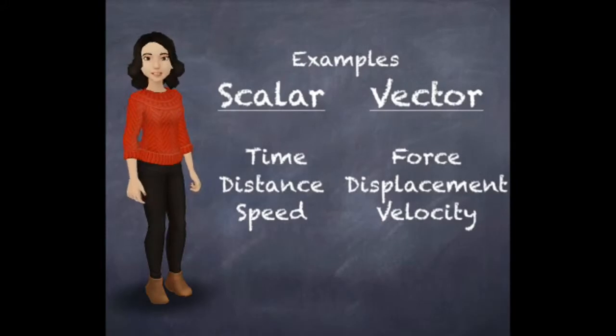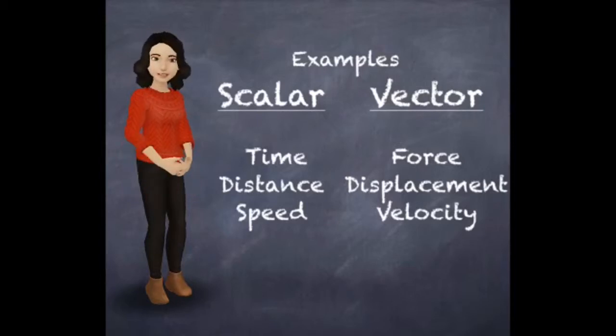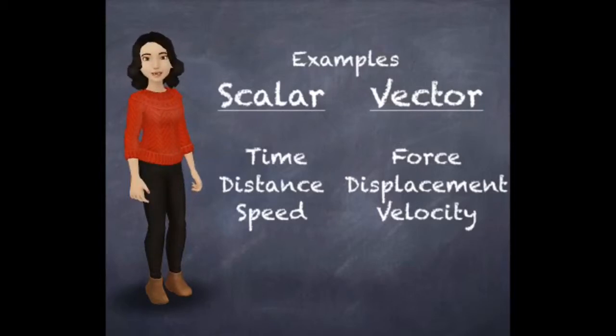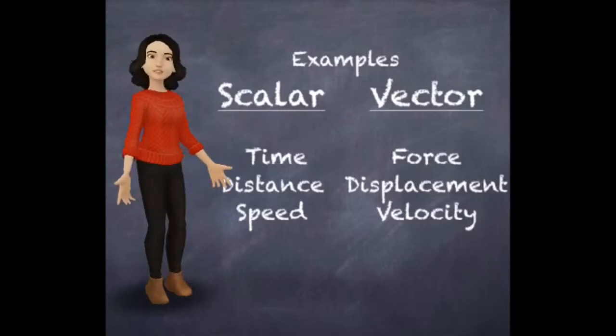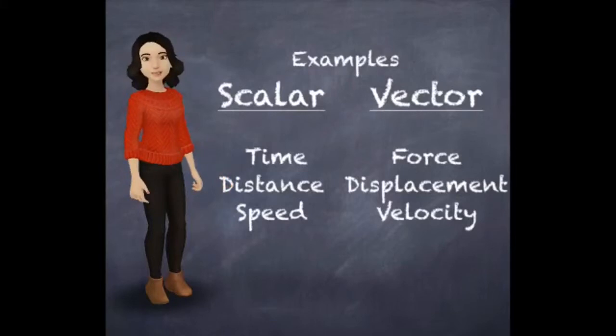Time, for example, does not have a direction. There is no such thing as 6 p.m. left. So it is a scalar quantity. Force needs to be applied in some direction, so it would be an example of a vector quantity.